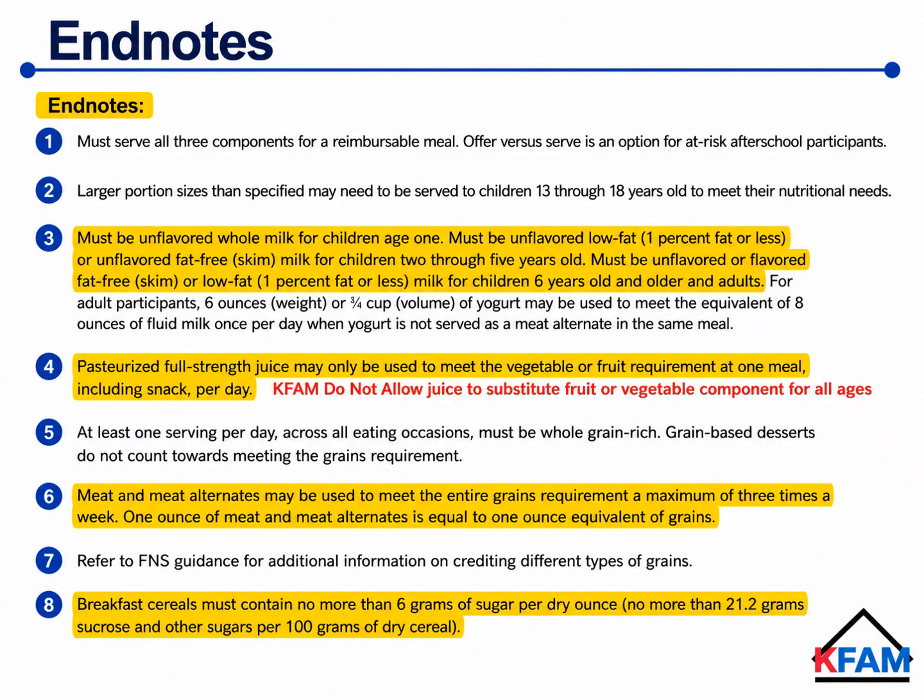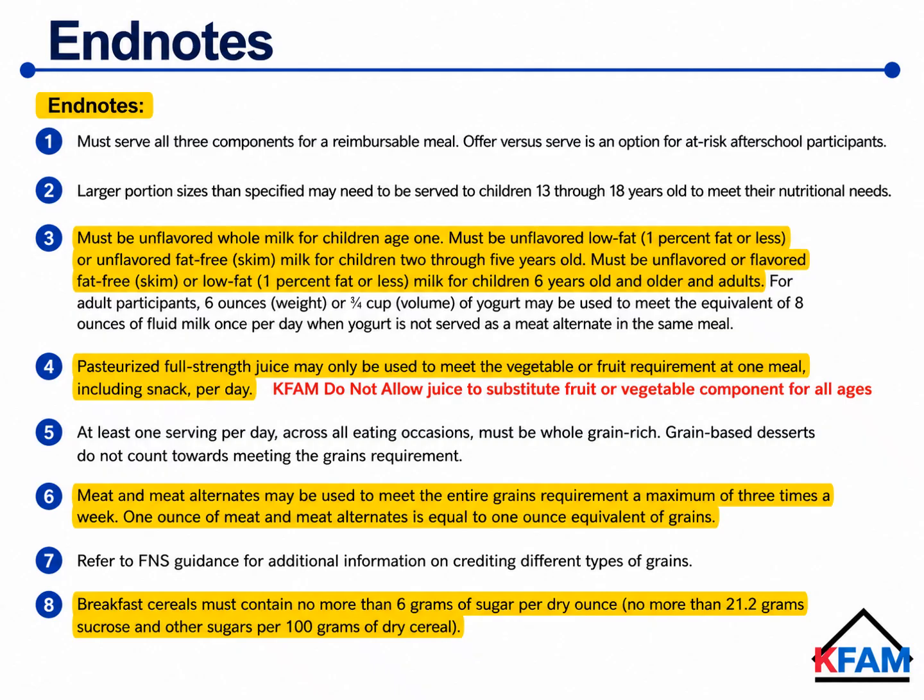Number 5. At least 1 serving per day must be whole grain rich. Grain-based desserts do not count toward meeting the grains requirement. Number 6. Meat and meat alternates may be used to meet the entire grains requirement a maximum of 3 times per week. 1 ounce of meat and meat alternates equals 1 ounce equivalent of grains. Number 7. Refer to FNS guidance for additional information on crediting different types of grains.